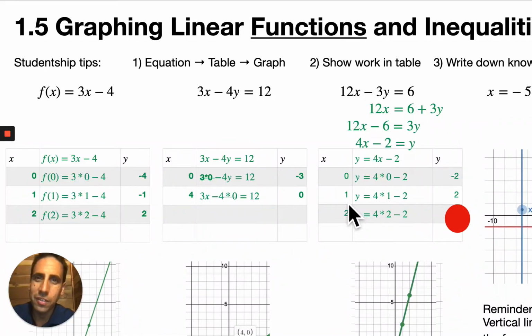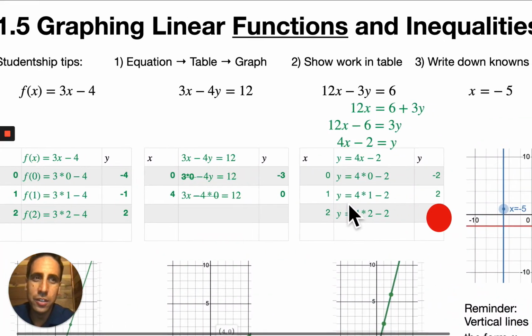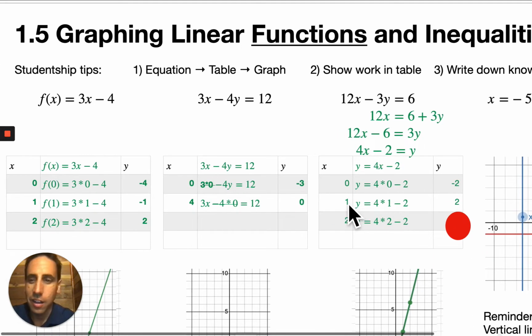Hey everybody, welcome to section 1.5, graphing linear functions and inequalities. A lot of this today is going to be, I hope, bread and butter from what you might have learned in Algebra 1. So let's review.